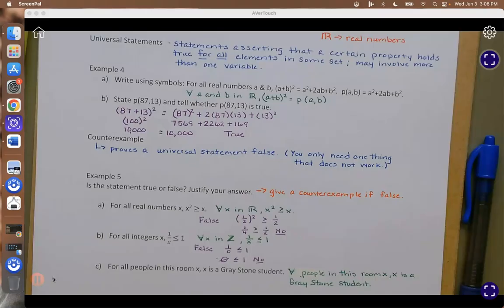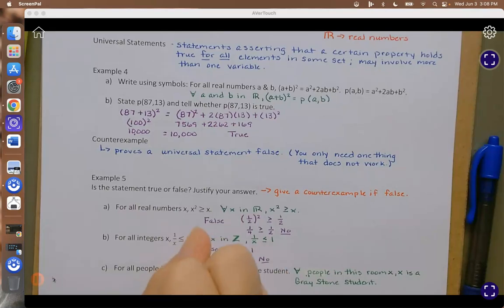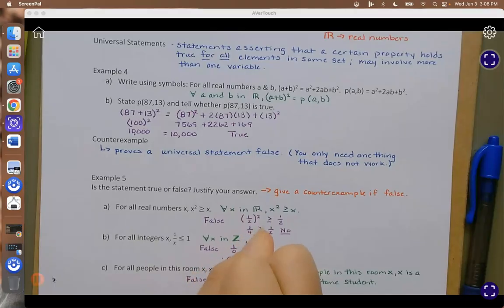So let's use something that's not math related. For all the people in the room X, X is a Greystone student. And that would be false. Because Mrs. Evans is not a student.